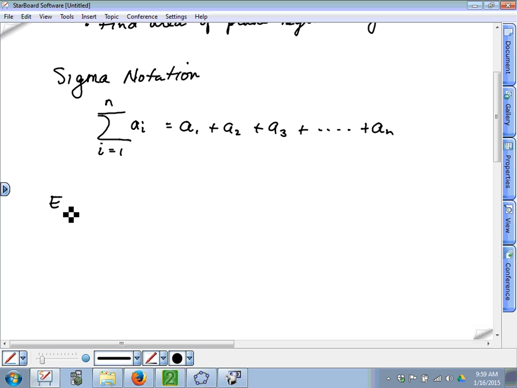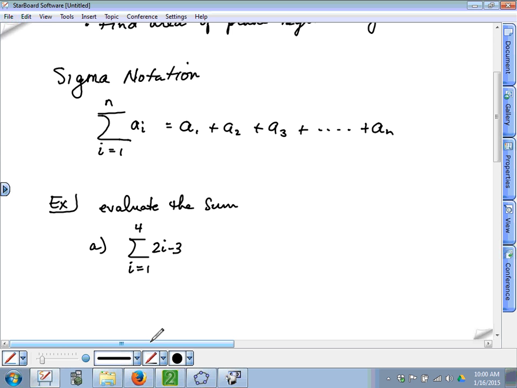I don't want to take a ton of time with this review. I want to get into the area, but just for the sake of practice, evaluate the sum. We'll do three of them. Try that one.